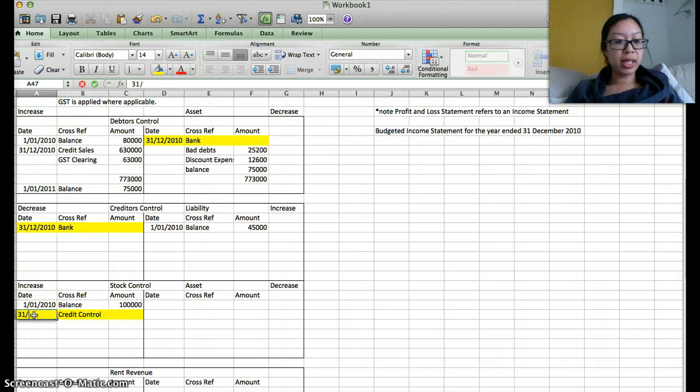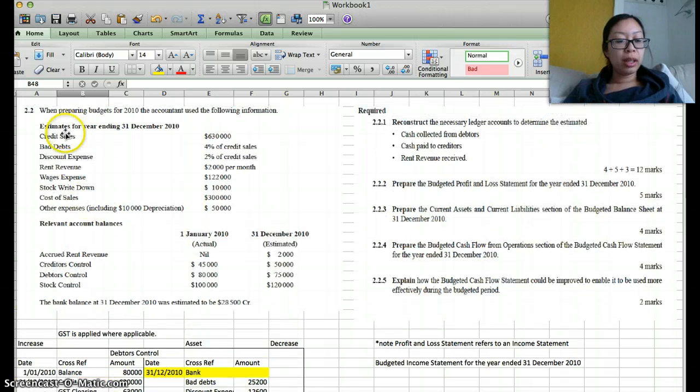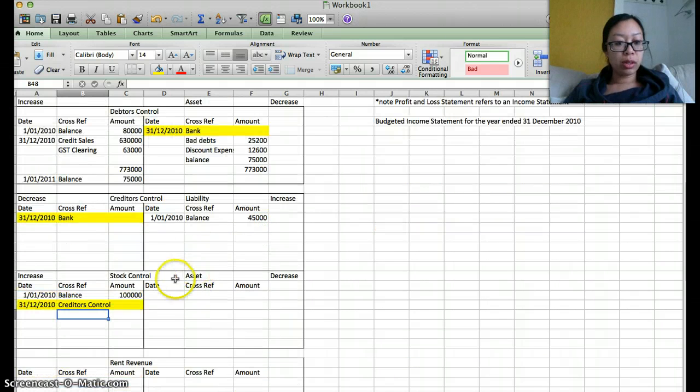There's always something missing. It's like an algebraic expression. Okay, so we've been given the credit sales, remember? So that would affect your stock because you're selling the stock.